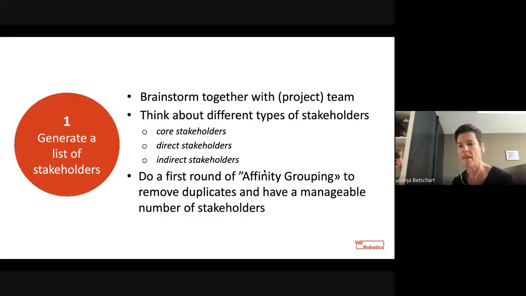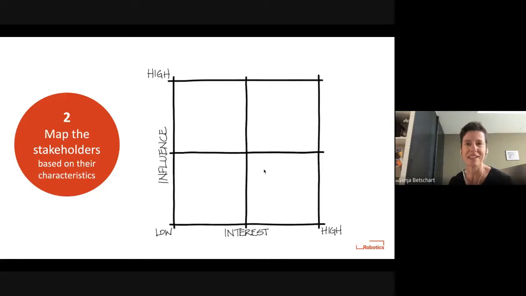Once you're here, you will go to the next step. The next step is to say, now that we have a list, let's map them. Let's map the stakeholders based on their characteristics. Now, depending on what you want to do, you might come up with your own characteristics, how you want to map them.